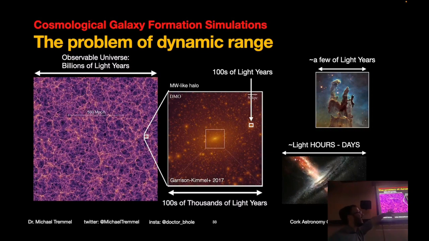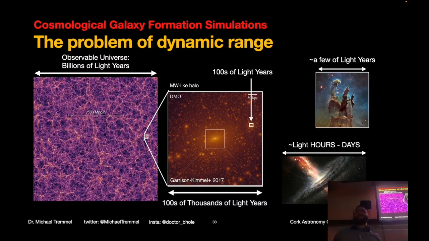But then these tiny little satellite dark matter halos that we also care about are of order hundreds of light years. But we just said we care about all this extra physics, star formation, black holes. All that stuff takes place on scales of light years or even light hours, light days, right? So that's, if I did my math right, about 14 orders of magnitude in scale. And we're trying to simulate physics taking place on all of those scales, the large scale structure of the universe, how that's evolving over time, all the way down to where stars are forming.